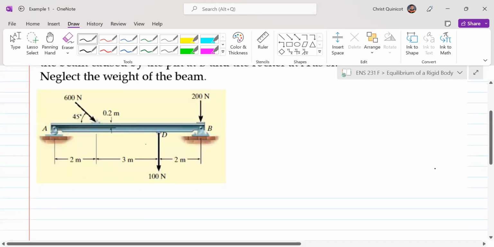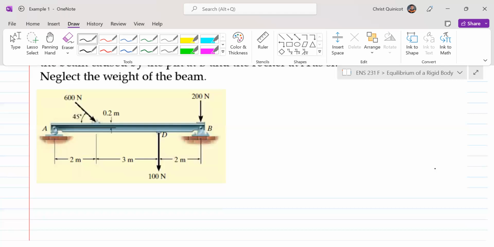So knowing that, based on the given, we have 600 Newton going down to the right, applied at 45 degrees with the horizontal, and A and B are at the same level. From A, our 600 Newton is applied at 0.2 meters. Now at B, we have 200 Newton, and at D, we have 100 Newton. So let us say this point here is our C.